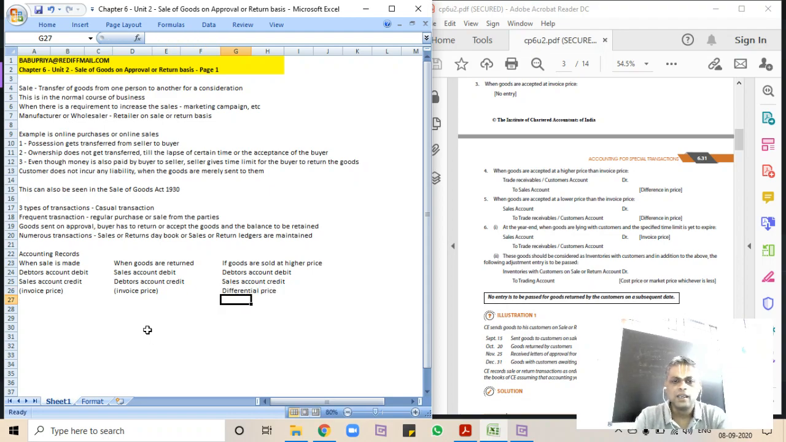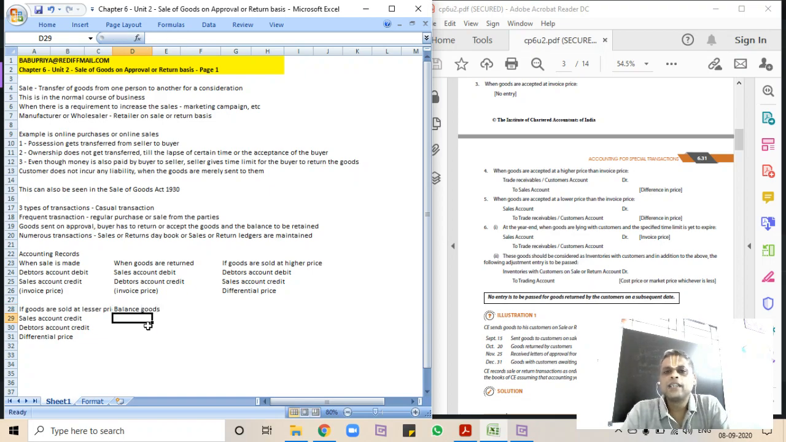Differential price when goods are sold at a lesser price: then it is sales account debit to debtors account credit, for the differential price. Now there is one significant point that will come in here. What will happen to the balance goods?